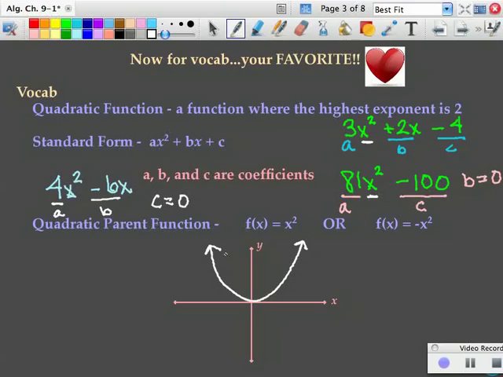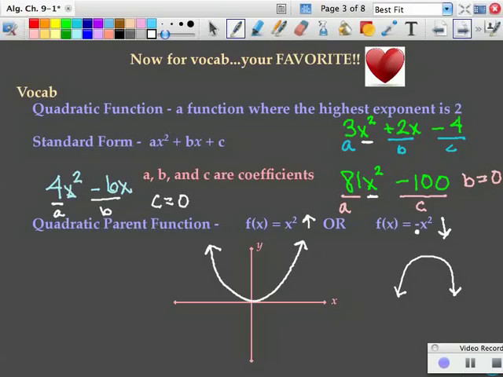And this is basic where we're starting from. Now remember, this one is the one that opens upward, and this one, because there's a negative in front of that x squared, opens downward, so this would actually be a parabola going this way. Okay, so this is the parent function. What that means is we will eventually manipulate this to become something else.